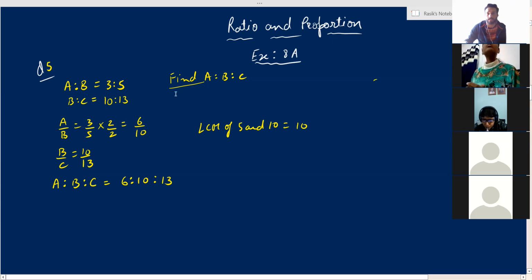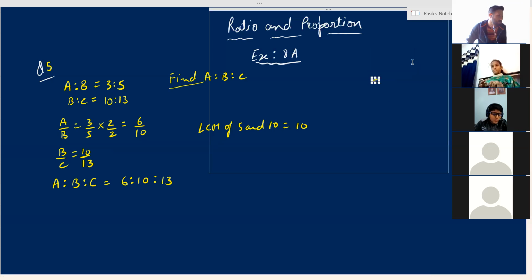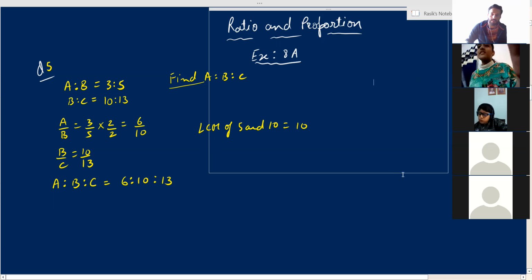Let's start doing question number 7 now. Sir, we have done this. Can we do this ourselves, sir? Sir, please, we have done questions like this. You are right. We will be doing question 8, not 7. Question 8 is the same as question 7, but just one step is extra in question number 8.